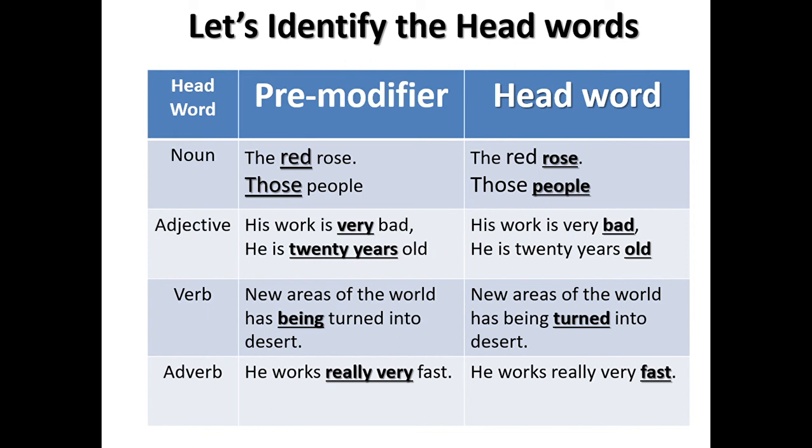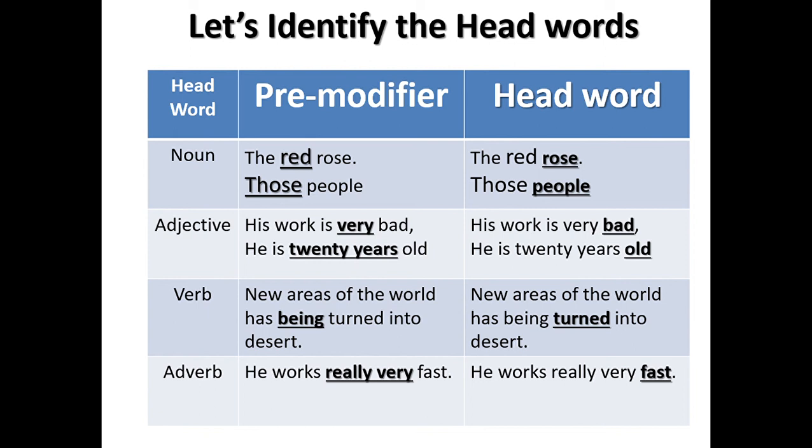Here, red, those. And here you see the head word. These are the pre-modifiers. And the head words are rose and people. So here, red has been used before rose. Those has been used before people. So people and rose are the head words, and red and those are the pre-modifiers.